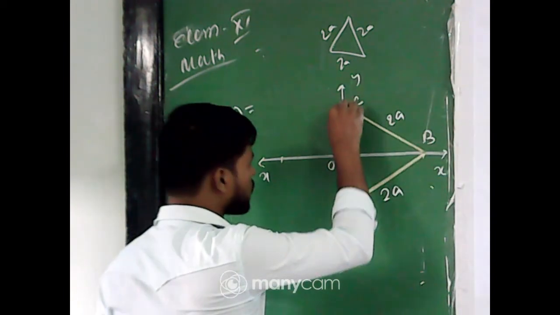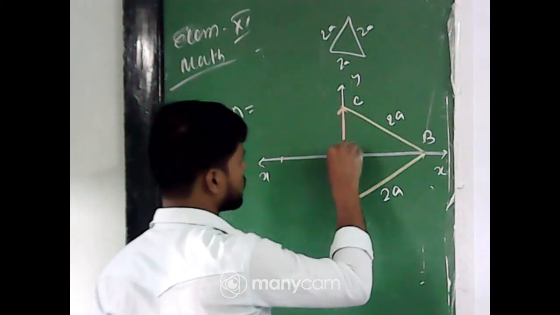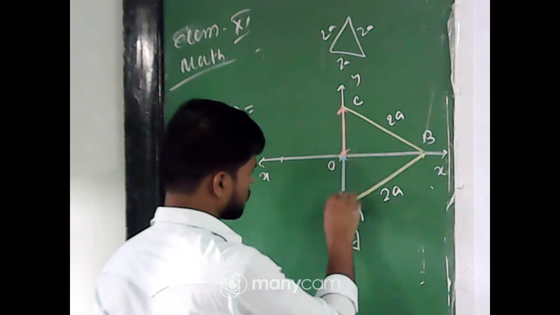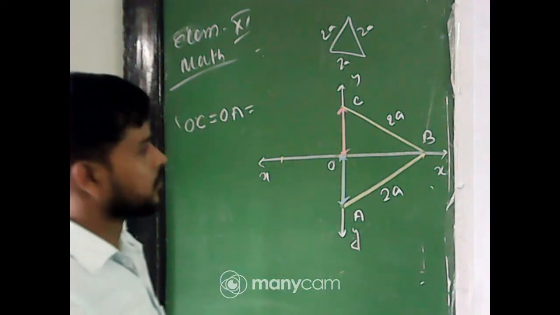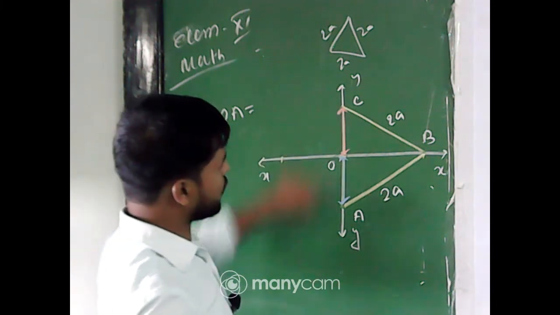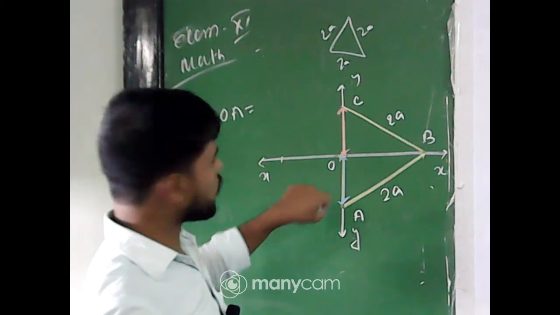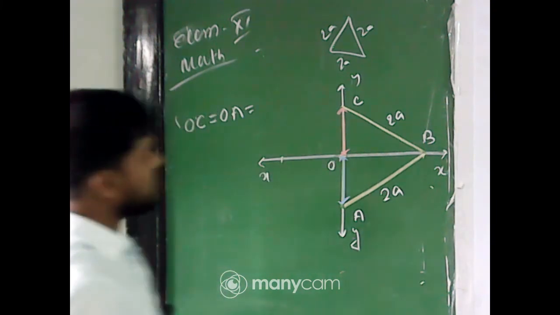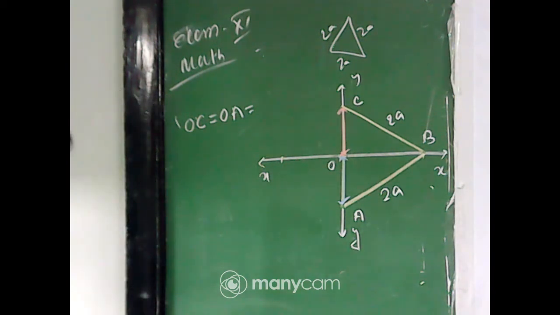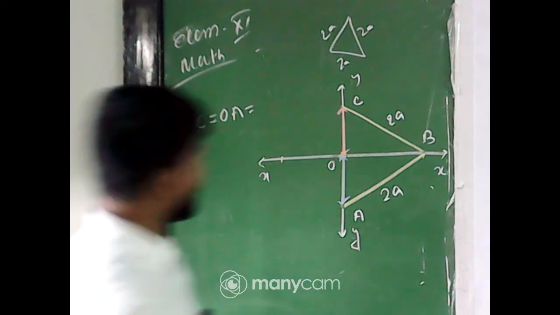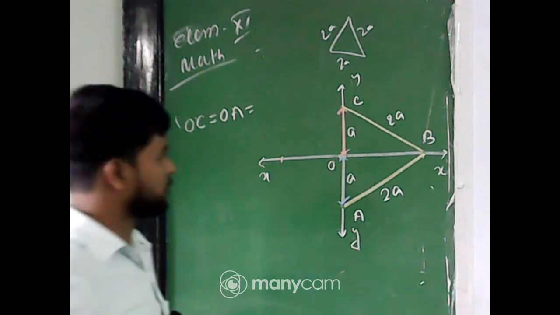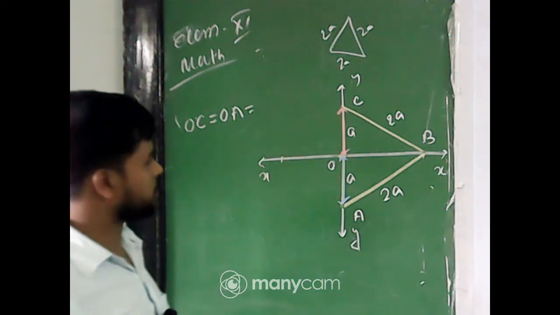What is the length of this part and this part? Anyone tell me? It is given that the total side AC is equal to twice a, and O is the midpoint of AC. So what is the length of OC and OA? Obviously, this length will be a and this length will also be a. A plus a is equal to twice a.